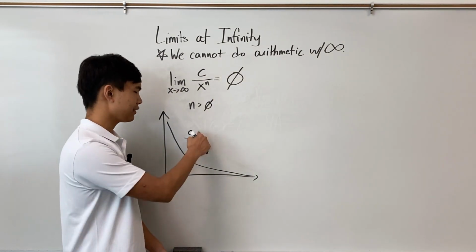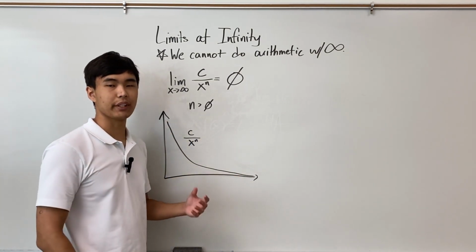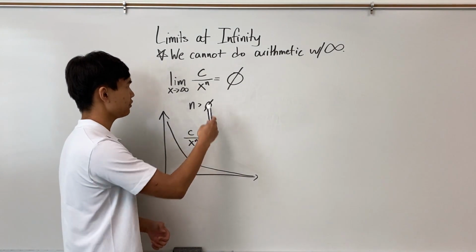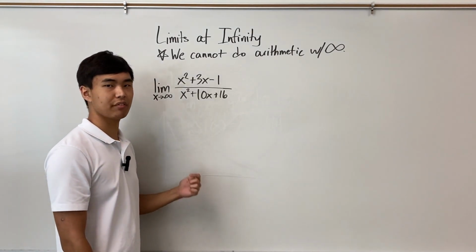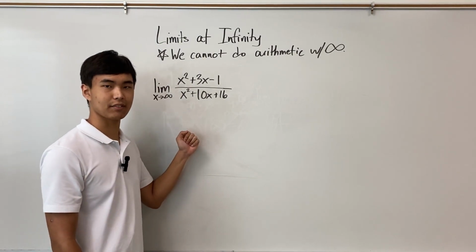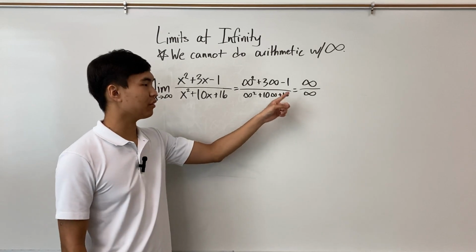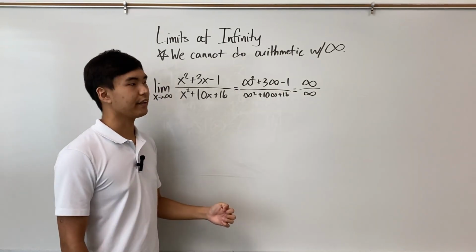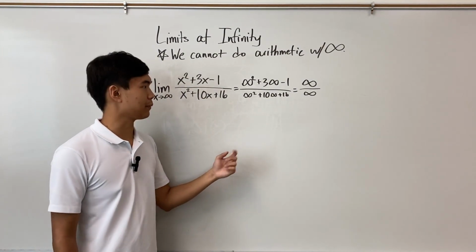And for any value c and n, this graph will always have this general shape. And so we can also graphically see that as x approaches infinity, this has to go to 0. That fact comes in extremely useful when we're solving limits of rational functions like this. So if you try to go ahead and direct substitute infinity into here, then you just get infinity over infinity, which is an indeterminate form. And this is one of the many reasons why you can't just do arithmetic with infinity, because most of the time it leads you nowhere.